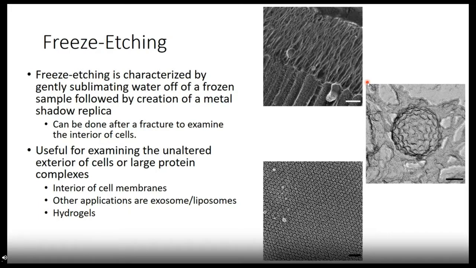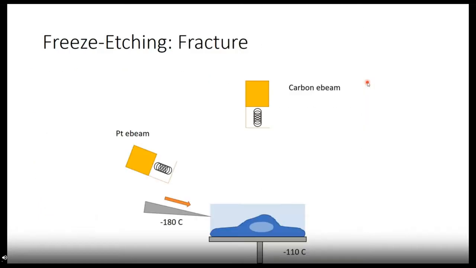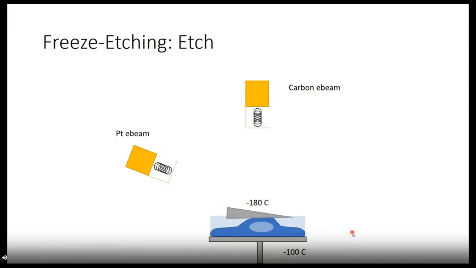So let's go over how you do freeze etching. It's a somewhat similar workflow. We start with the same idea: you have your cell at -110, and we have our cold blade. The E-beam for the platinum shadow is now at a different angle, and we'll go over that in a minute. We're going to fracture our sample. You can actually fracture above your sample in this case if you would like. I typically aim to hit a little bit on the sample.